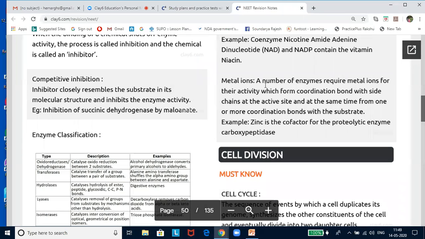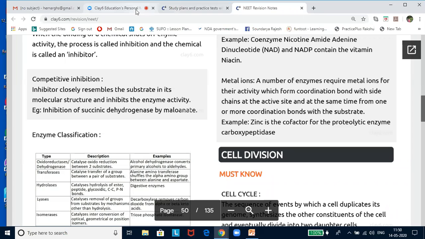Now, metal ions. A number of enzymes require metal ions for their activity to form coordination bonds with side chains at the active site and at the same time form one or more coordination bonds with the substrate. For example, zinc is the cofactor for the proteolytic enzyme carboxypeptidase. Now, this completes the lesson.